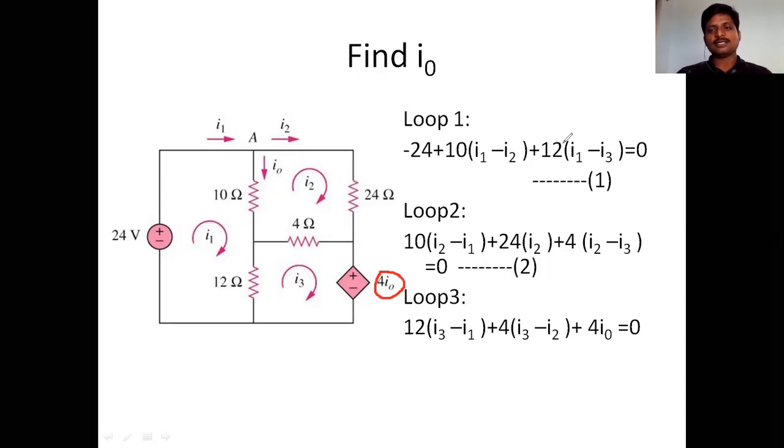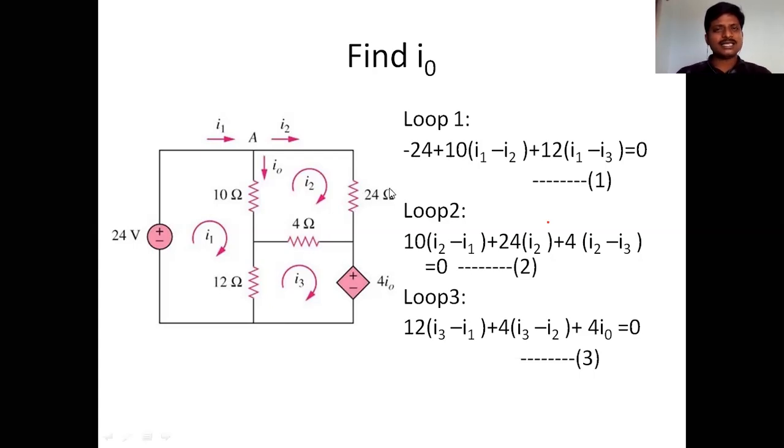So now we got three equations, but you cannot solve these three equations because the number of unknowns to solve these three equations must be three, but there are four unknowns: I1, I2, I3 and extra I naught. Therefore, there are four unknowns but only three equations. Therefore, you cannot solve this. So we need an additional equation to solve this problem.